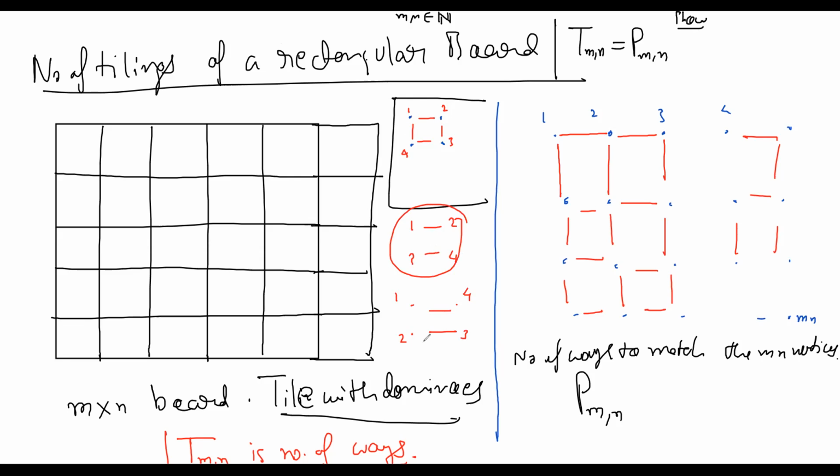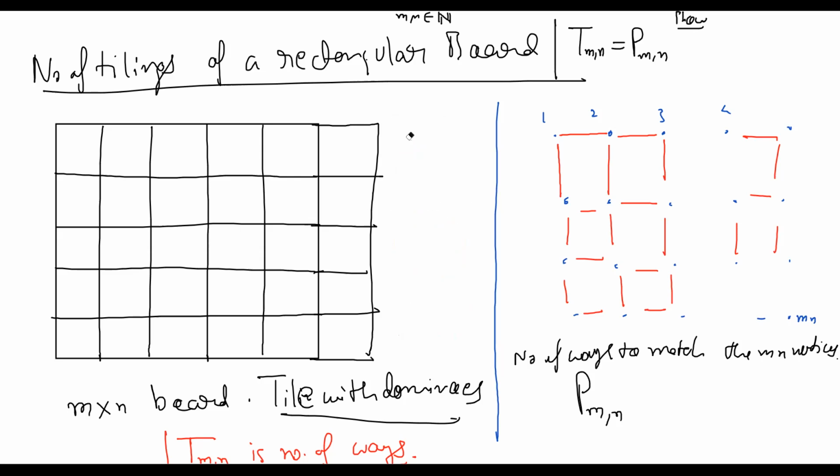Now, 4 and 1 and 2 and 3 is not a different matching. That's the same matching. So the order doesn't matter. These are the matchings. Are there any more matchings? No. In this case, no. So there are two matchings, and that's what I just wanted to make clear.